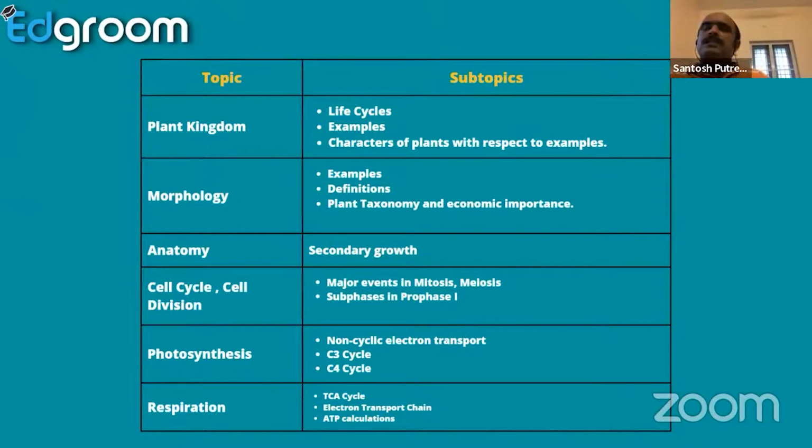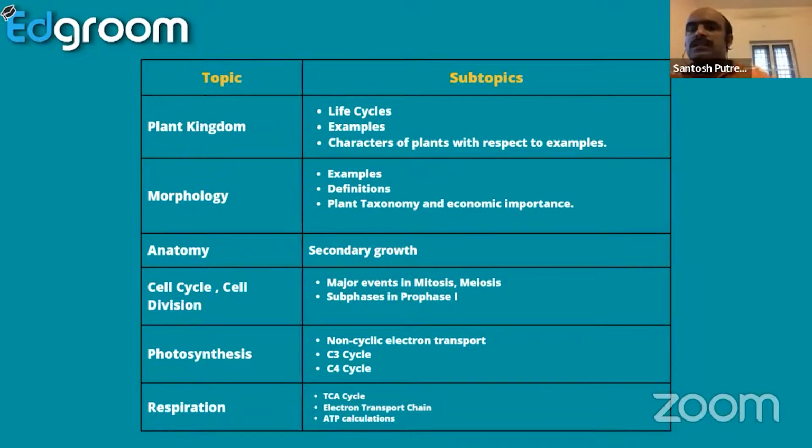And in cell cycle, cell division, exactly what I have written there is the heart of the chapter. Subphases of prophase 1 and the major events which differentiate between mitosis and meiosis. Mitosis and meiosis, these are the two important difficult areas in the aspect of cell cycle, cell division.